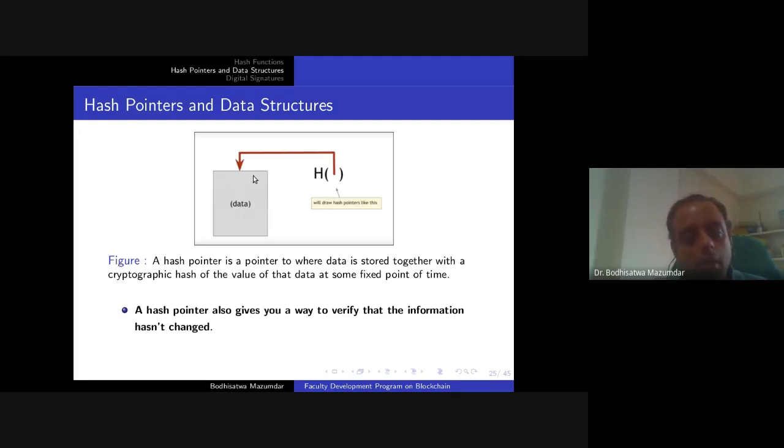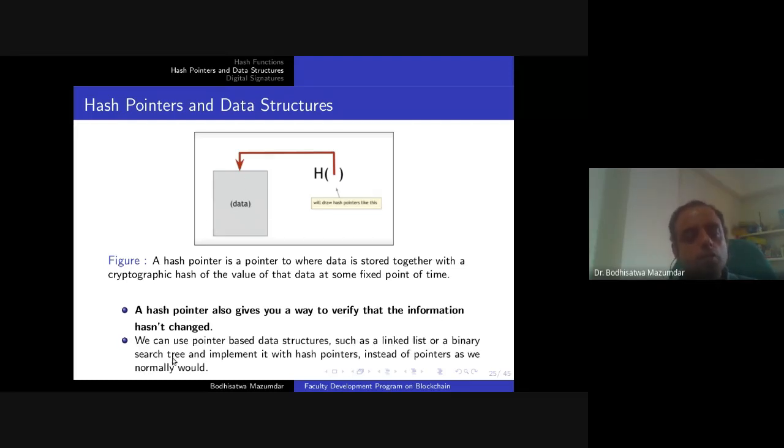But if the two hash values, that is the hash that is stored along with the data and the hash that you just computed, differ, then you can conclude that the data has been corrupted. So a hash pointer facilitates checking whether the information or the record that we have stored here has been changed or not. So we can use this hash pointer-based data structure in any data structure, be it a linked list or a binary search tree. You can use hash pointers there.